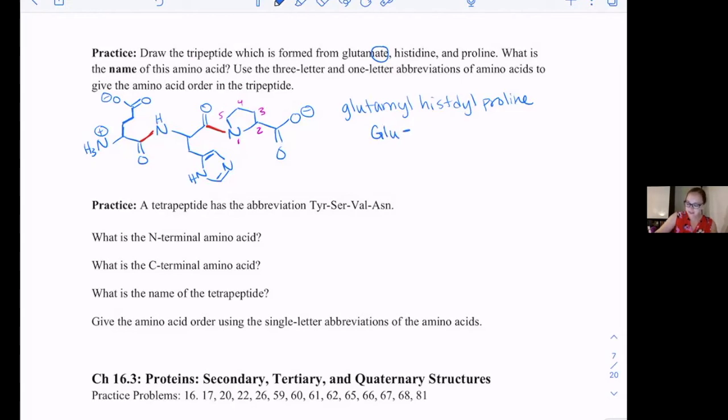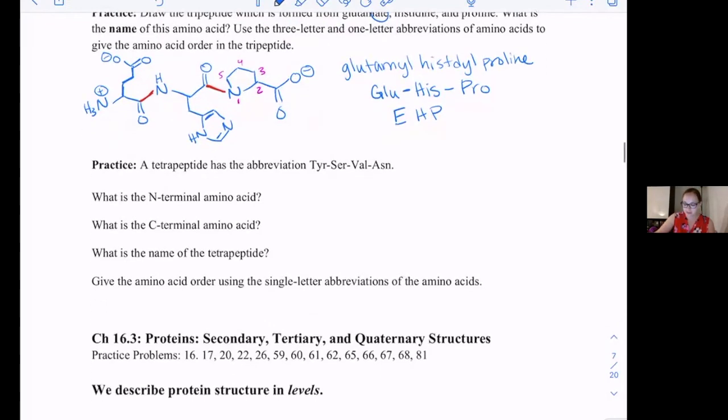And then histidine is HIS. And then the last one, proline, is PRO. Then we have EHP for our 1-letter abbreviations. Again, those you can get from your chart.